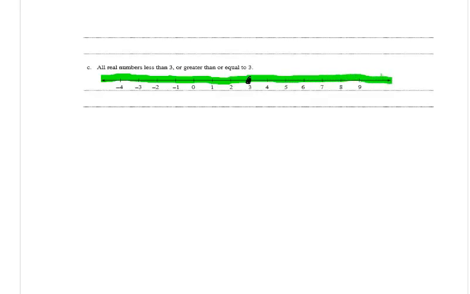So now we end up with the entire number line included. So our interval is all real numbers, or from negative infinity to infinity. And that's how we use interval notation.